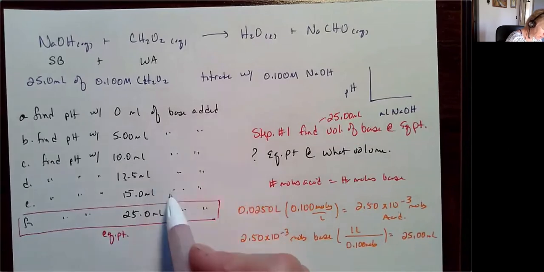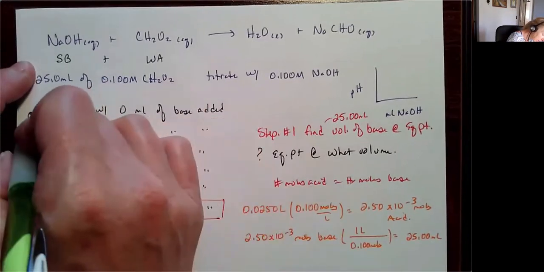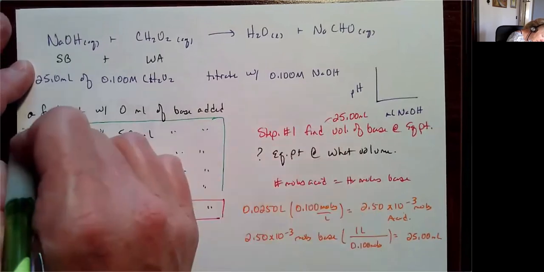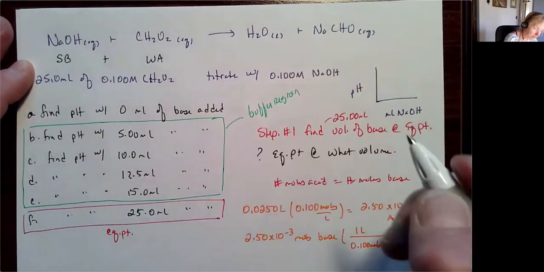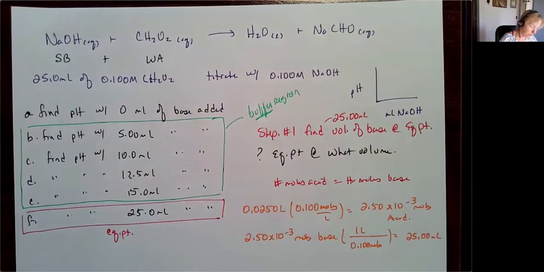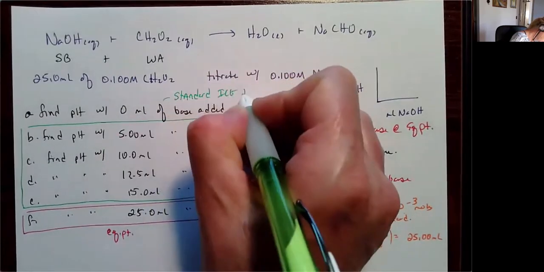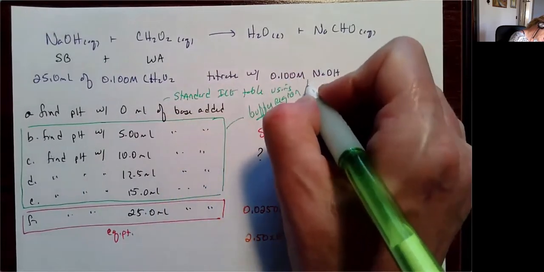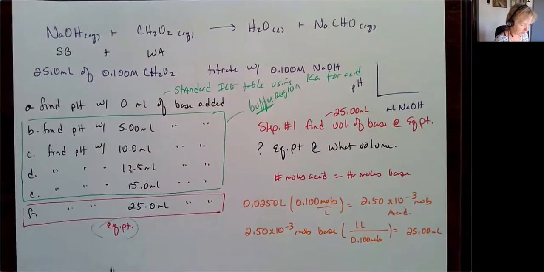So everything before this is pre-equivalence point. So that's going to help me figure out what I'm going to be doing, because that means that all of these titration points here are in the buffer region. To find the pH using my pH scenario for a buffer, I have 0 base added, so this is just a standard ICE table using my Ka for my acid. And then here we'll talk about our calculation here.